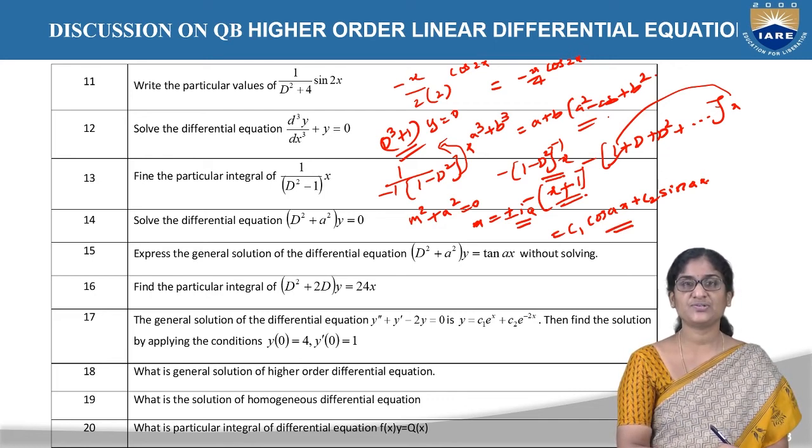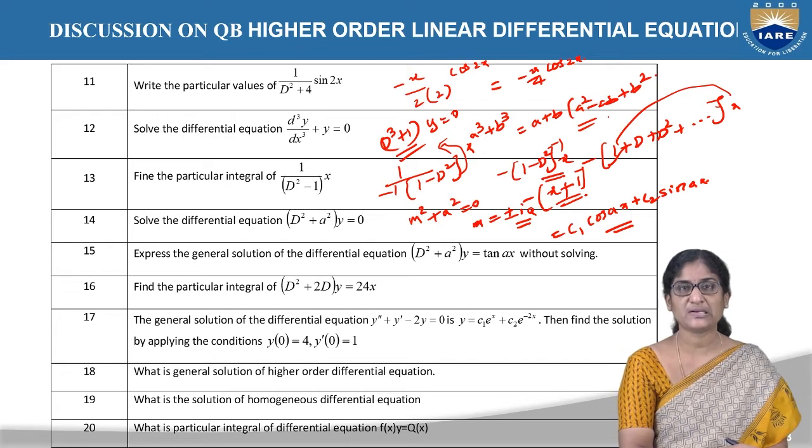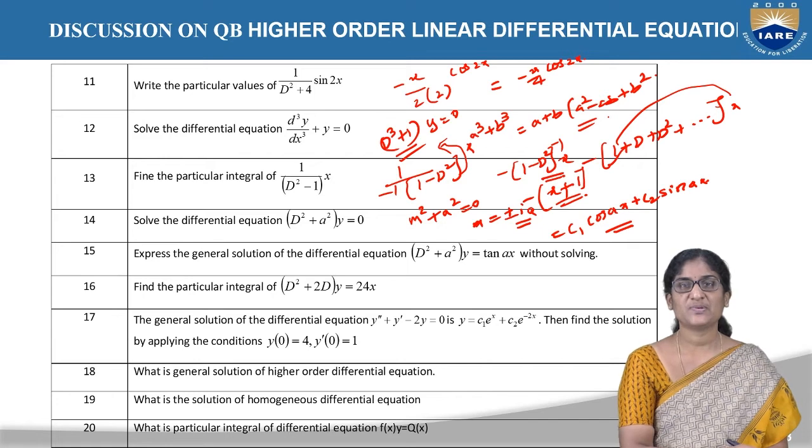Express the general solution of the differential equation (d square plus a square) into y is equal to tan ax. How to express? The general solution is given by complementary function plus particular integral. The complementary function is nothing but m square plus a square is equal to 0, or m is equal to plus or minus ia.